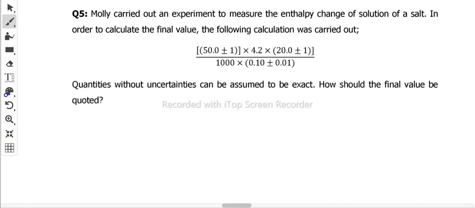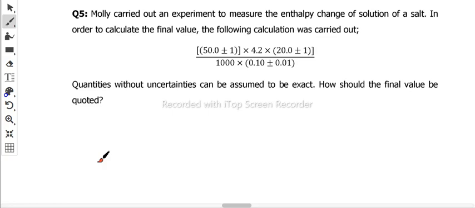She took 50 plus minus 1 times 4.2, multiplied by 20 with its plus minus uncertainty, over 1000 multiplied by 0.1 plus minus 0.01. Quantities without uncertainties can be assumed to be exact, such as the 4.2 and the 1000. How should the final value be quoted?